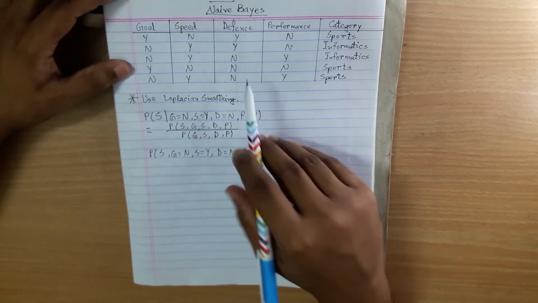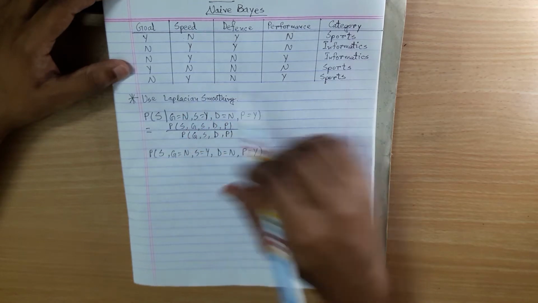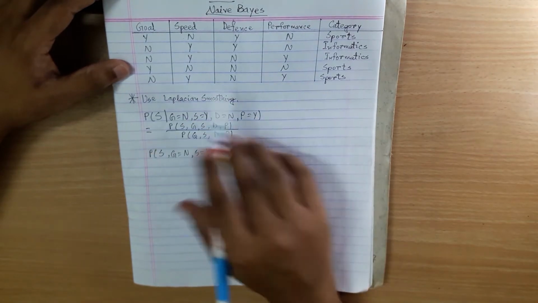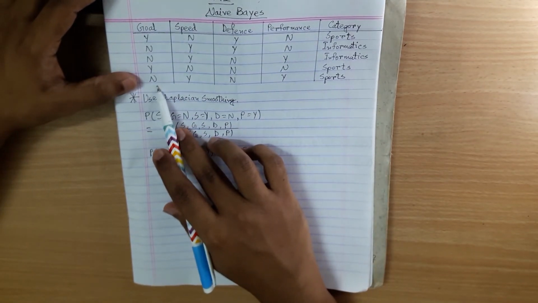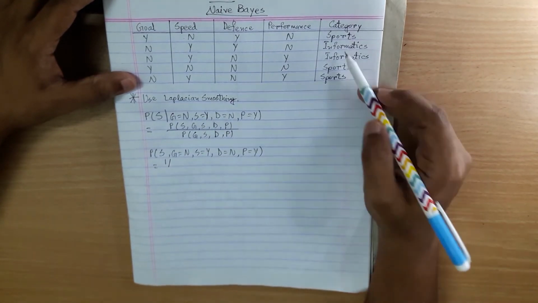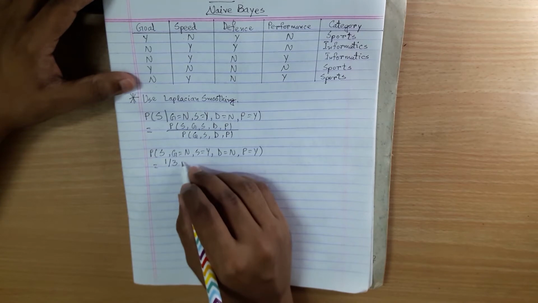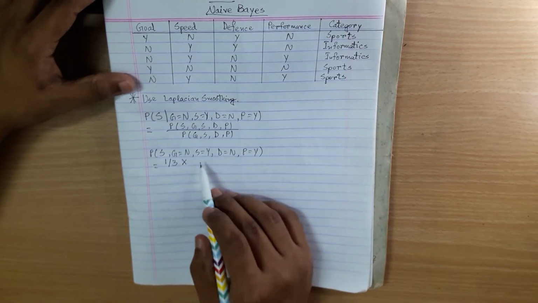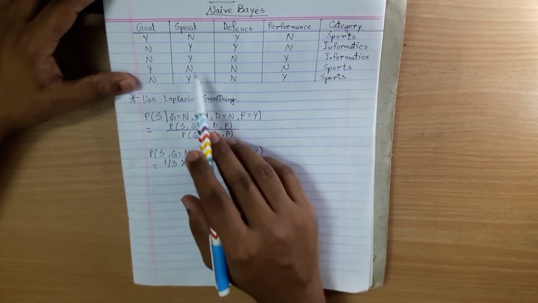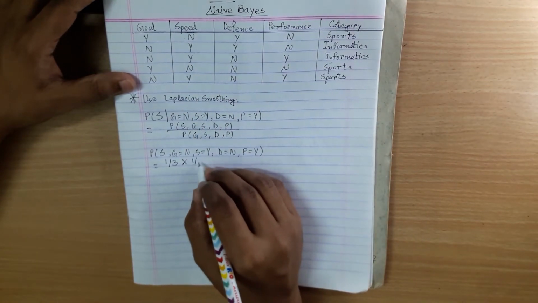First off, you're going to find goal equals no for all the sports ones. So sports, no. Sports, yes. Sports, yes. Sports, no. So this is 1 out of, there are 1, 2, and 3 sports here, so 1 out of 3, times the sports speed equals yes. So yes, informatics, yes, sports. So that's 1. So times 1 by 3.